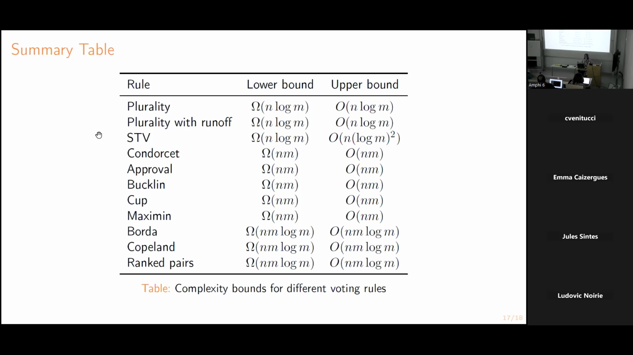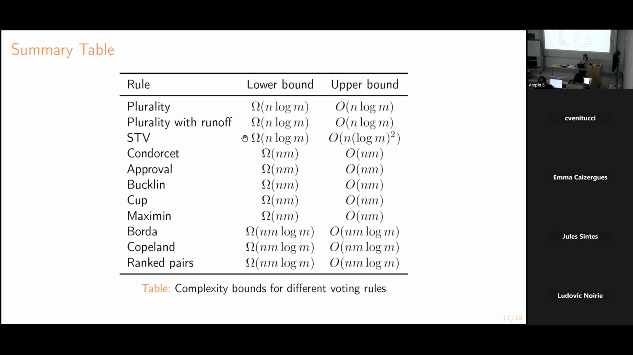Okay, so if no more questions, I think we can go have lunch. Oh, okay, you have one. And for STV, what does this non-matching of upper and lower bound mean? Is it just a lack of understanding, or is it something more?